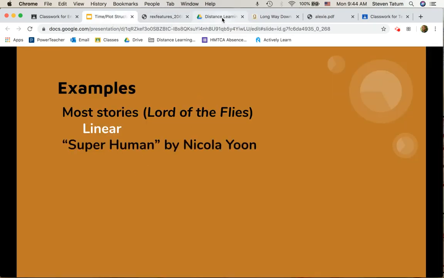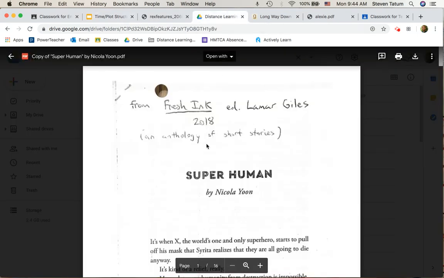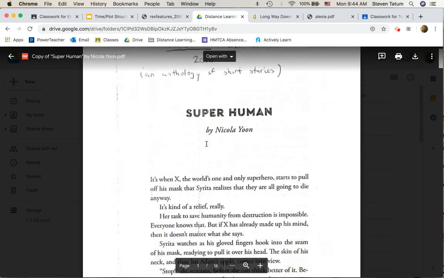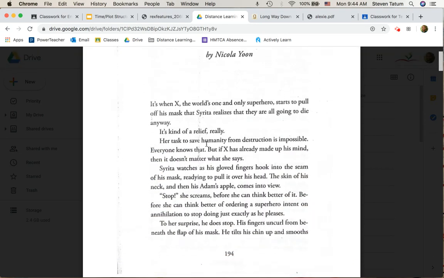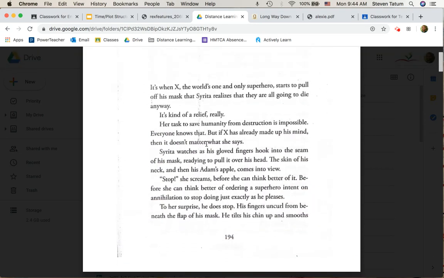This is a story that I've been suggesting you read for independent reading. It's called Superhuman by Nicola Yoon, and it's a good example of circular structure. Let me just show you what that looks like on the page here. Here's the story. And you can see it starts off like boom, right in the action.